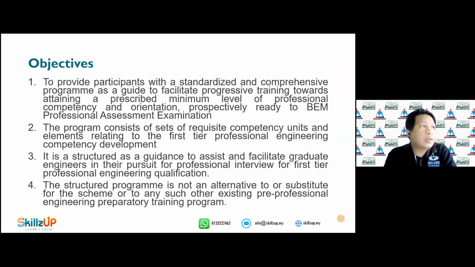The objective of what we are going to discuss today is to provide participants with a standardized and comprehensive program to guide them. Basically, I want to explain the bigger picture first, from the point of view of the professional engineer application, and what a professional assessment is.